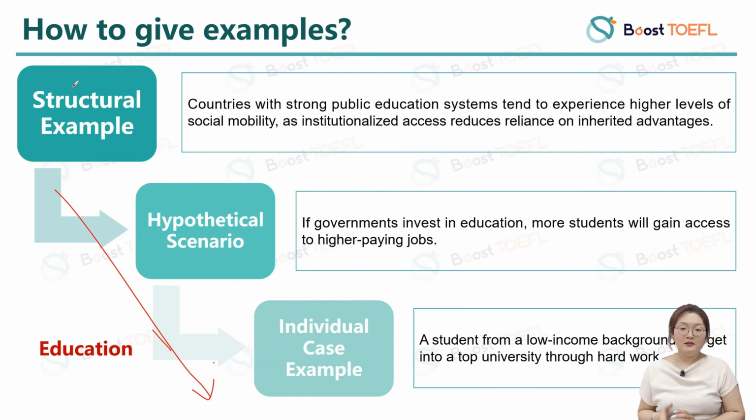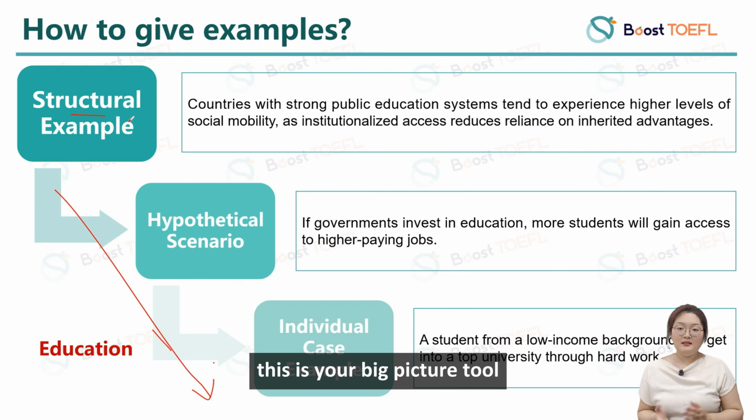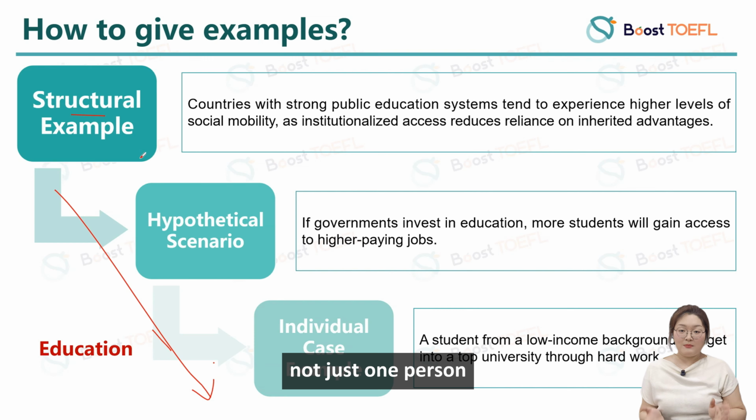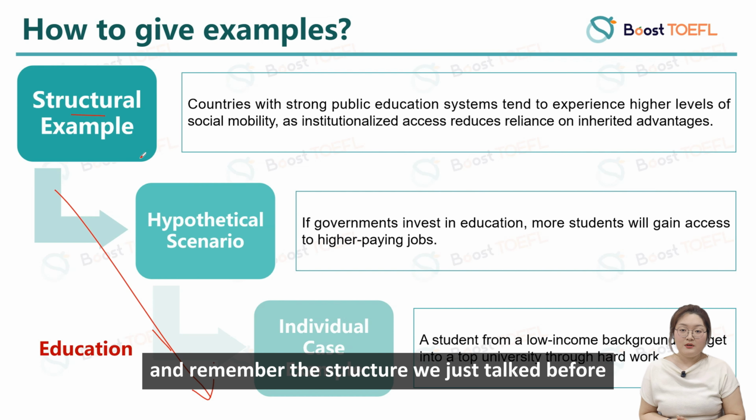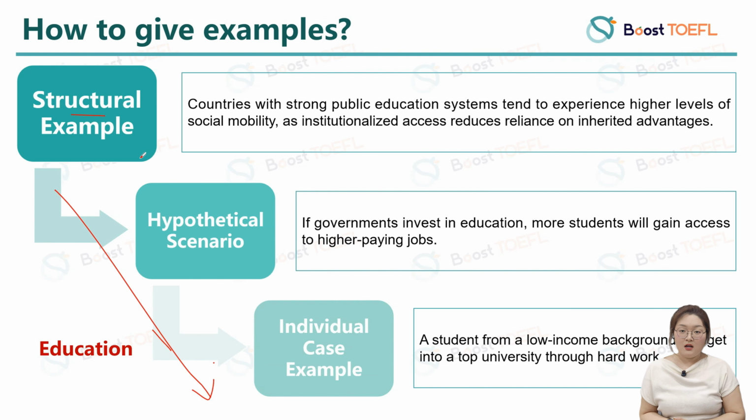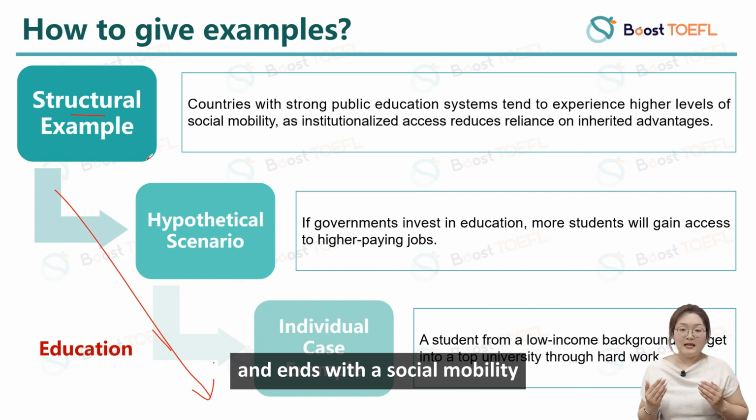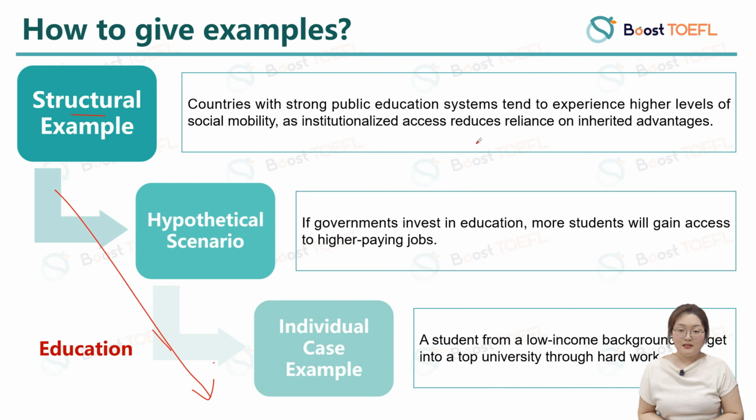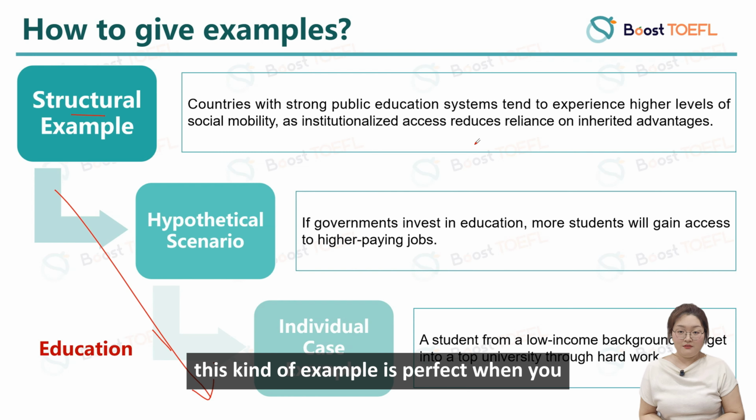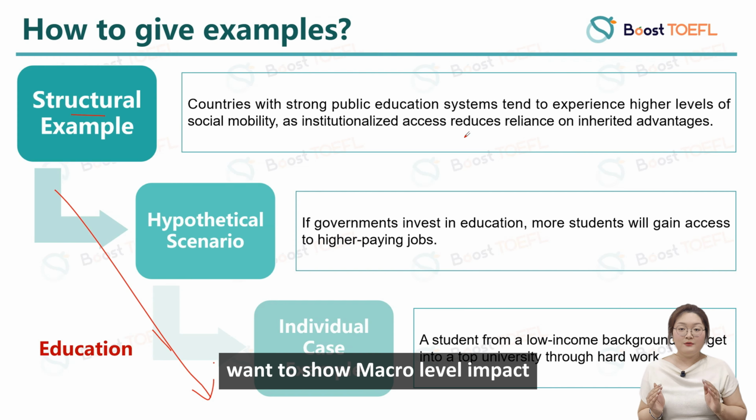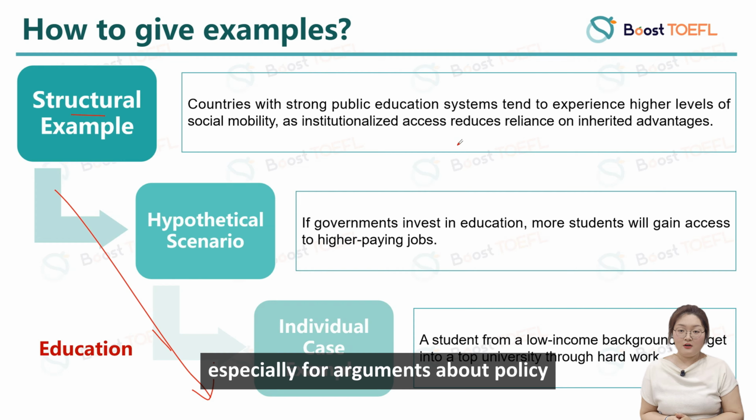First, at the top, structural example. This is your big picture tool. You're talking about systems, nations, or long-term patterns. Not just one person, but the entire population. And remember the structure we just talked about before. Start with countries, and then move to public education systems, and end with social mobility. This kind of example is perfect when you want to show macro-level impact, especially for arguments about policy, equity, or national development.